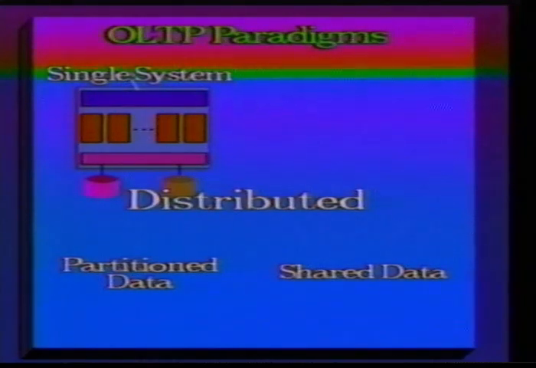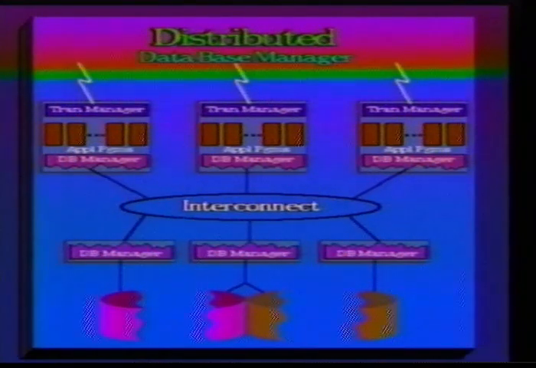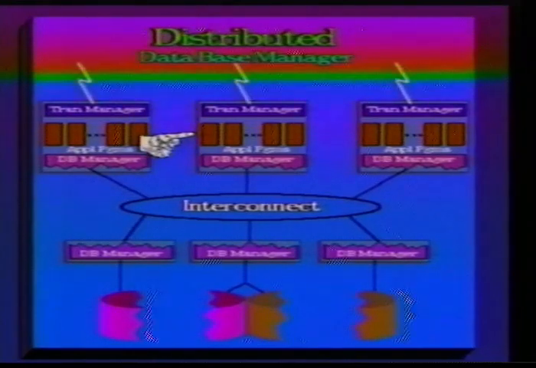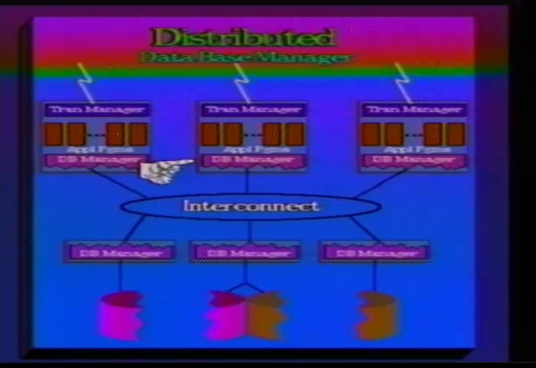Let's look at the Distributed Database Manager OLTP system configuration. Here we see a structure that utilizes several systems to provide the OLTP environment. Each system contains a transaction manager, an application program, and a database manager. These systems can be built from low-cost, general-purpose hardware.